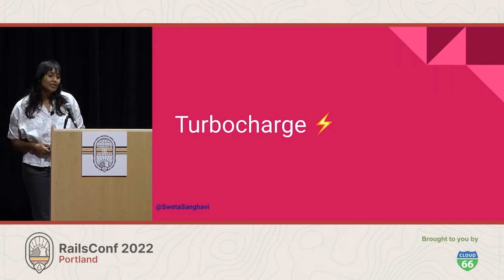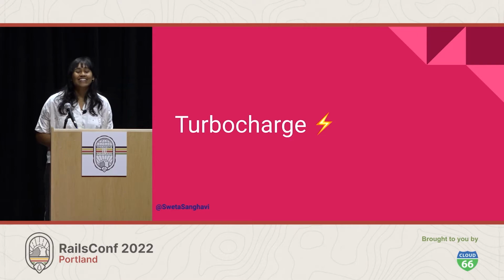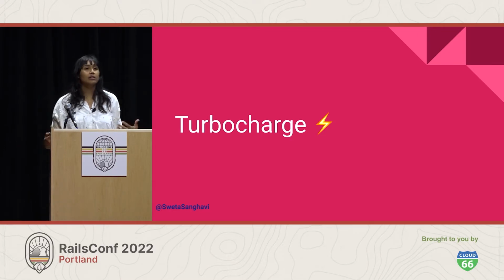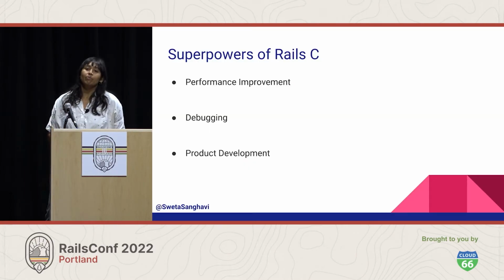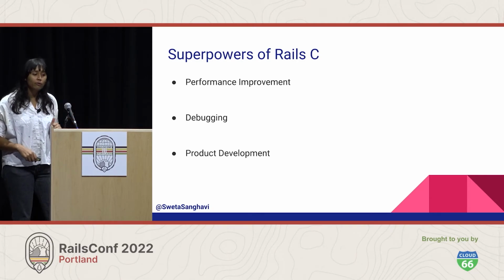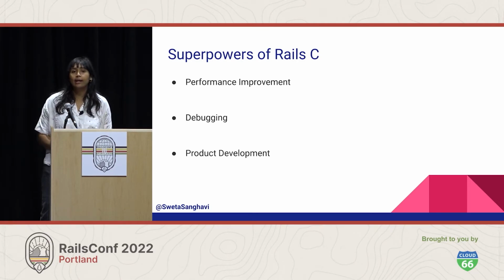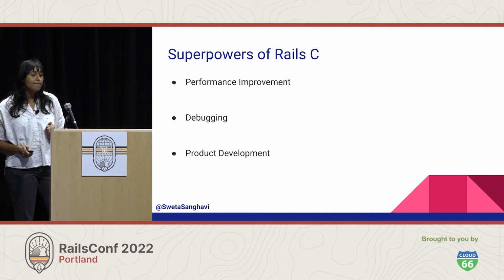All right, are we ready to turbocharge? In this section, I want to talk about how we can use the console to make us really expert product developers. Some of the superpowers of Rails C that I want to go through are how we can use it for performance improvement, for debugging, and our day-to-day product development.